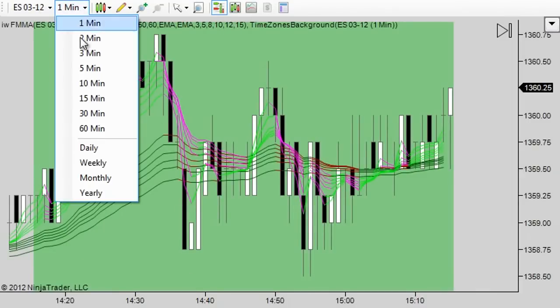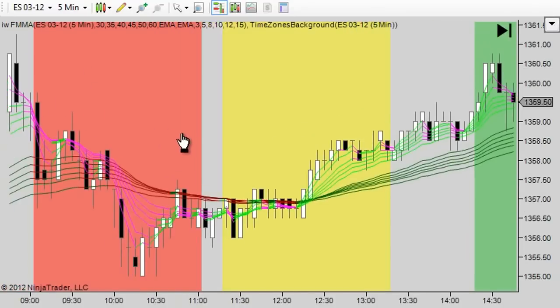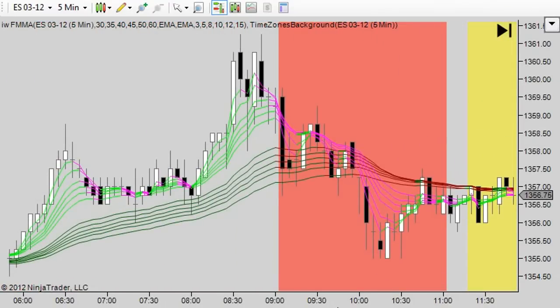So I'm also going to change our time frame to the 5-minute. This way we can see more on the screen. So here we have that first morning session. We have that 9 to 11 period.